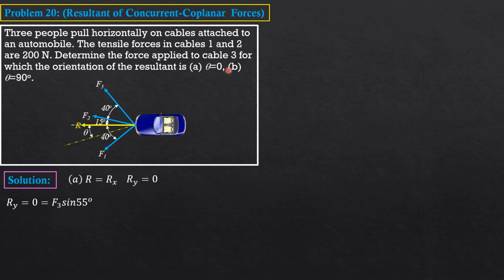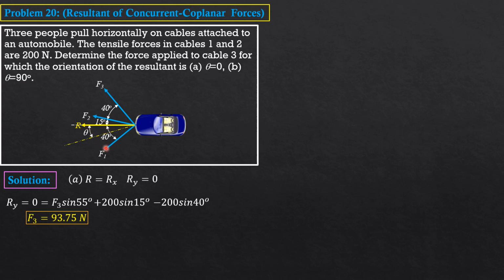The y component of F2 is positive, it is directed up to the left. The magnitude of F2 is 200 as mentioned here, so plus 200 sine of 15. The magnitude of F1 is 200 also, but it is going down, so its y component is negative 200 sine of 40 degrees. Using the calculator, we can now compute F3, and F3 is equal to 93.75 newtons.